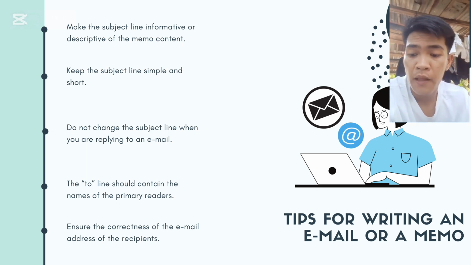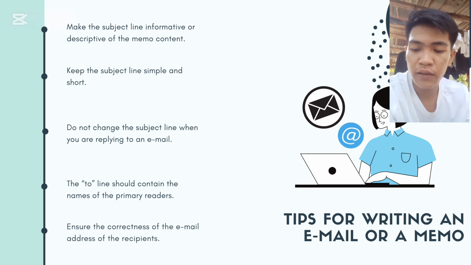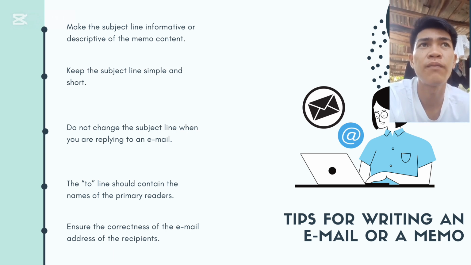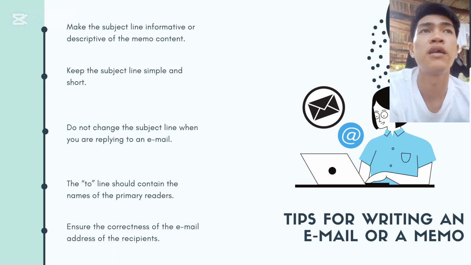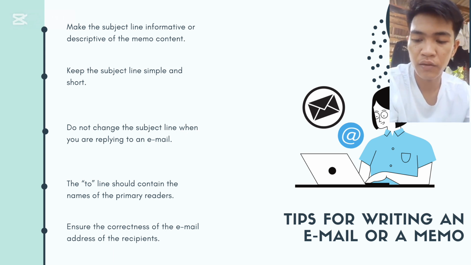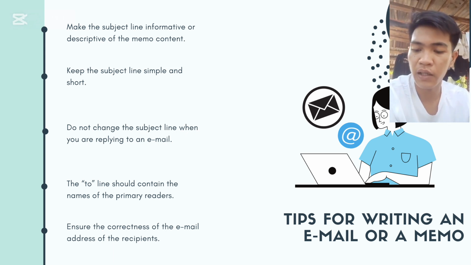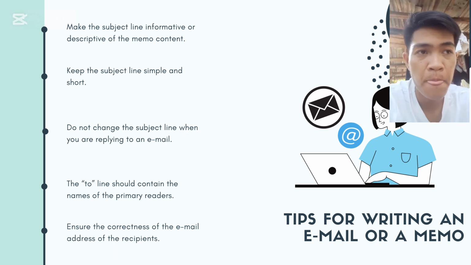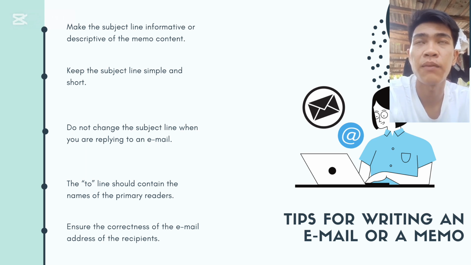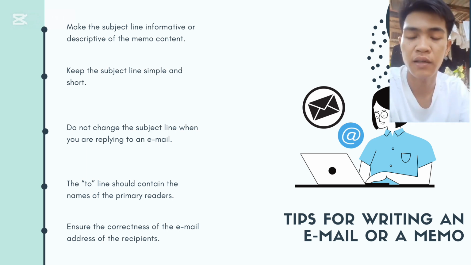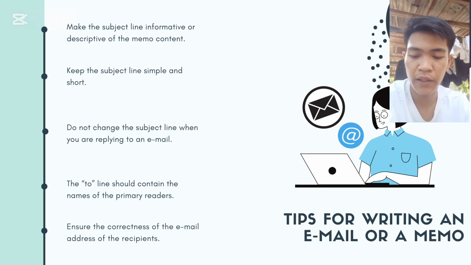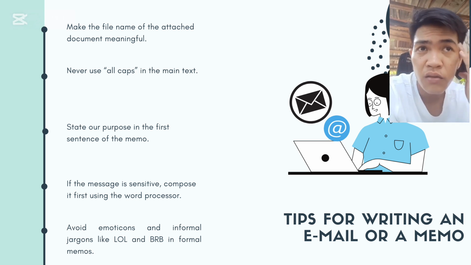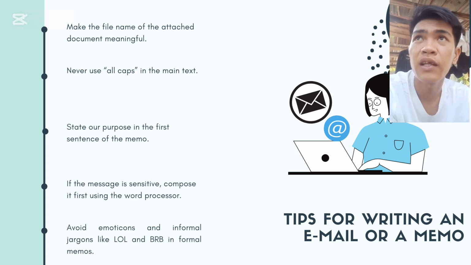Then the two lines should contain the names of the primary readers. So naman ay nakabutang with device to and from. Ang to is primary reader. So next, ensure the correctness of the email address recipients. So dapat i-check nimo ang email pag mag-send ka. So make the file name of the attached meaningful.